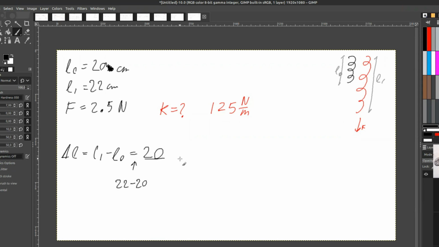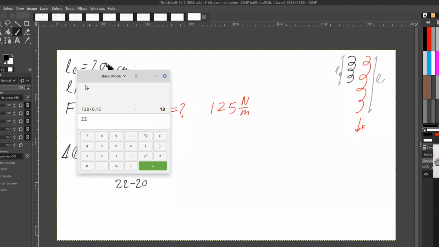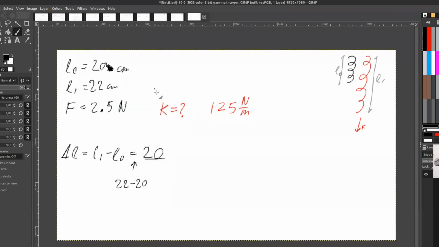Okay, but keep in mind that 22 minus 20 is 2. Sima, are you sure about that? Yes. Okay.